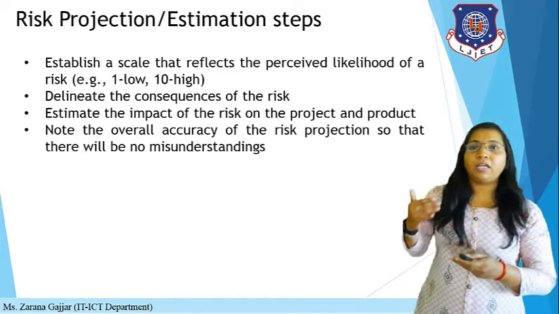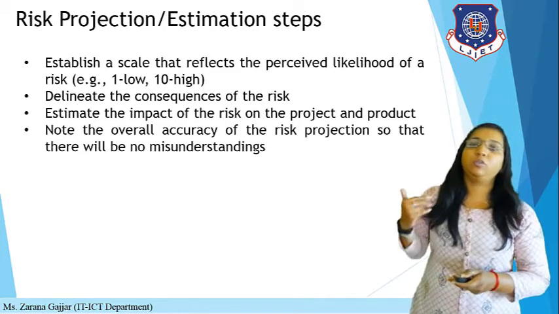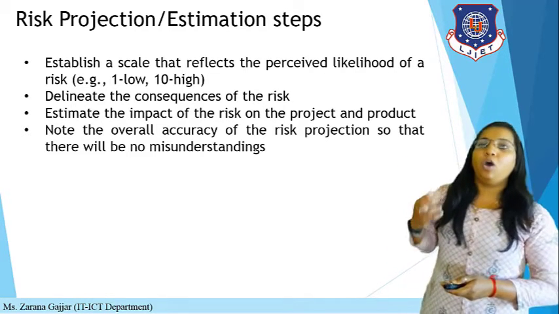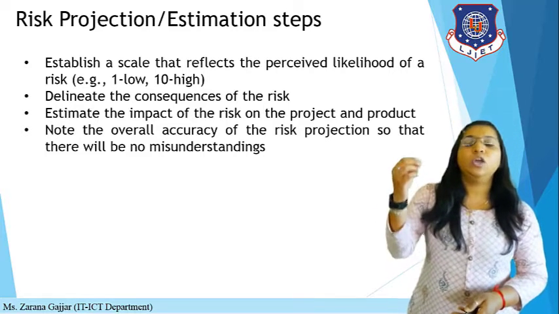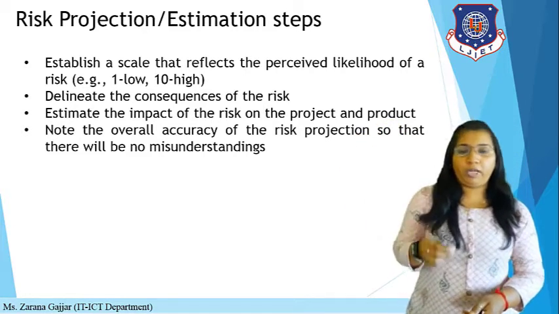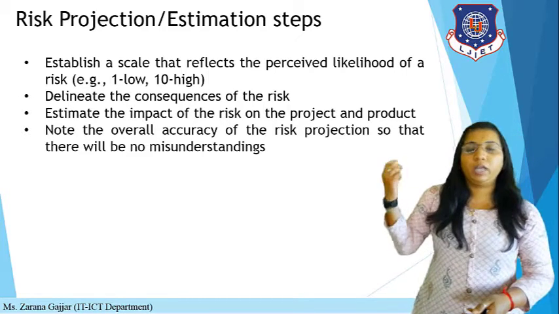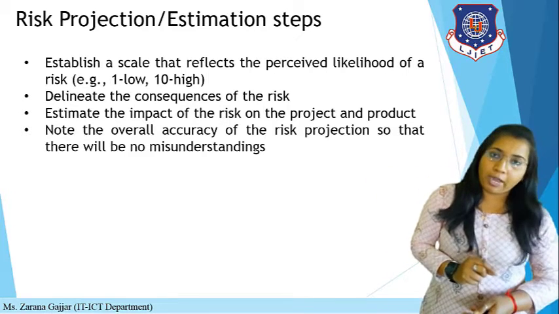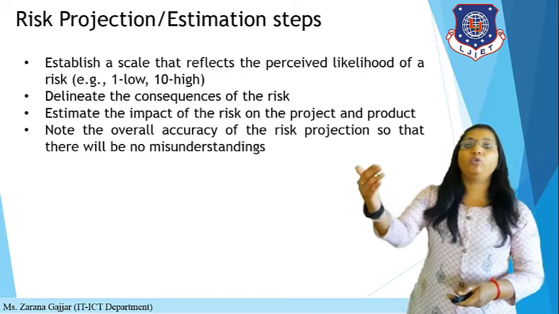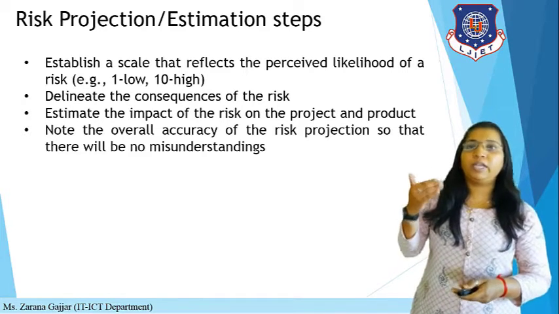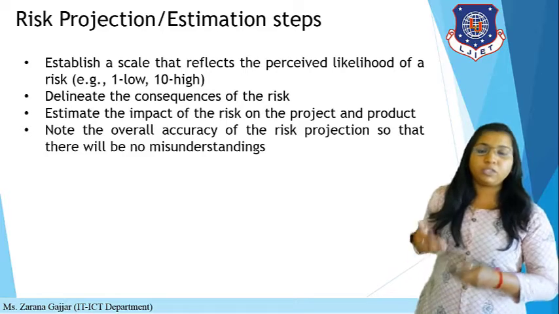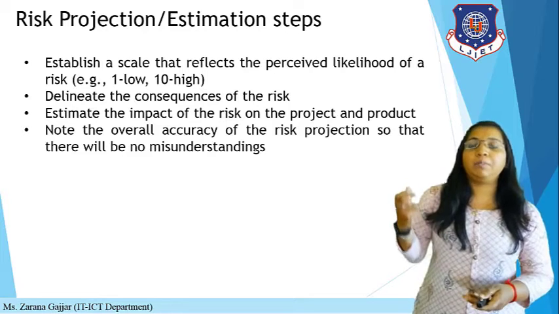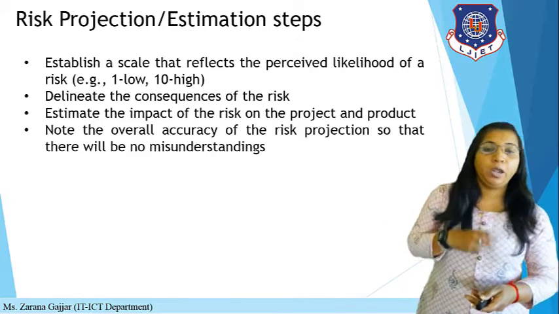So what are the four steps of risk projection? The first step is to establish a scale that reflects the perceived likelihood of a risk. That means you have to give a number from 1 to 10 to the particular risk. If you give rank 1, then it is a low risk, and if you give 10, then it is a high risk. So this is the scale. Then you have to delineate the consequences of the risk, which means you have to define what the consequences are for the particular risk. Then you have to estimate the impact of the risk on the project and product.